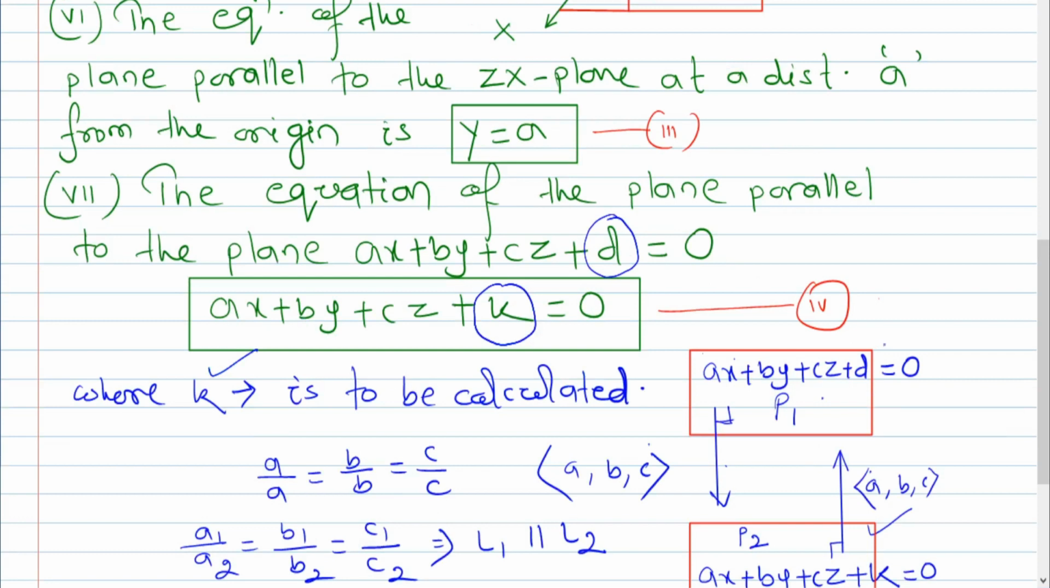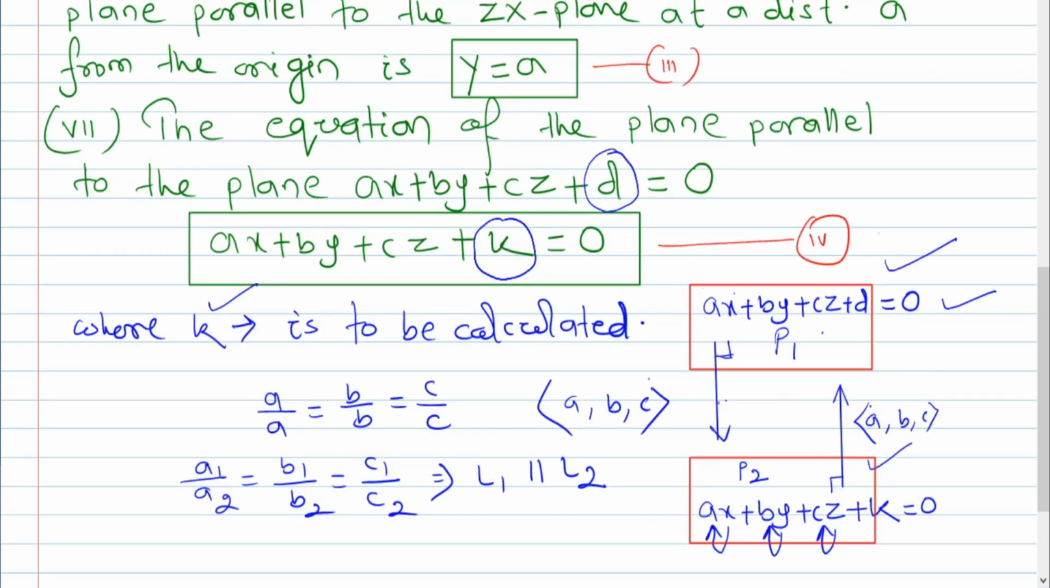See the diagram: suppose one plane is there whose equation is ax plus by plus cz plus d is equal to 0, plane 1, and its normal is n1 suppose, which is perpendicular to the plane. Normal means which is perpendicular to plane 1. So its DRs are a, b, c. If you are asked what are the DRs of the normal to the plane, then your answer should be coefficient of x, coefficient of y, coefficient of z. That is a, b, c. Okay, this is the DRs of the normal to the plane.